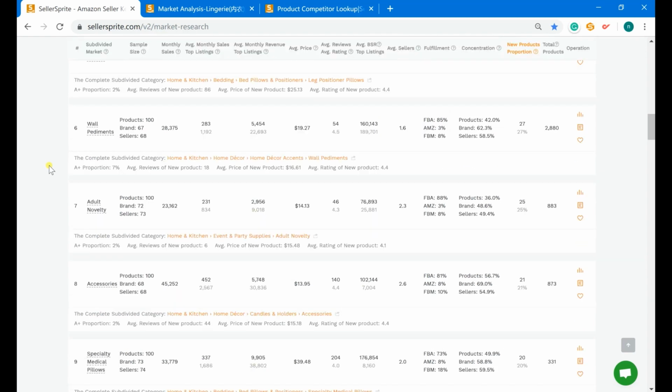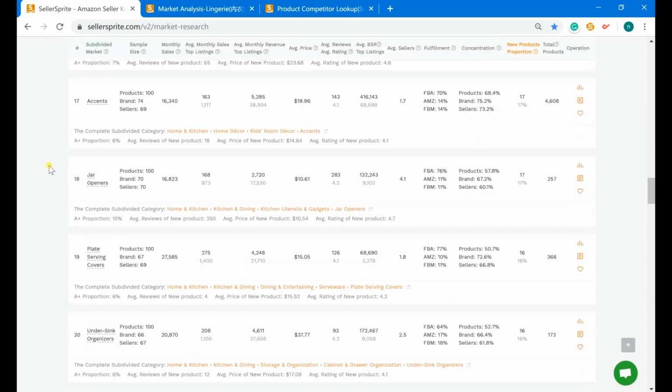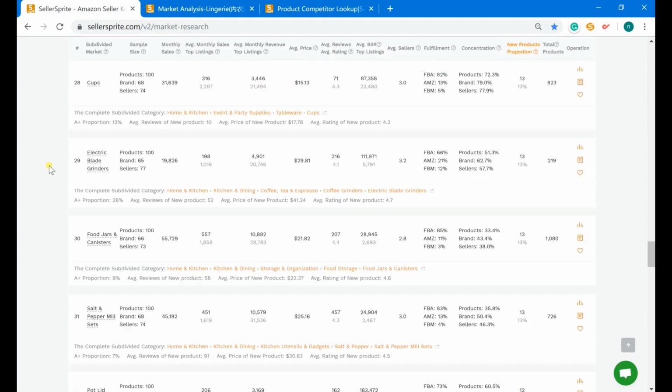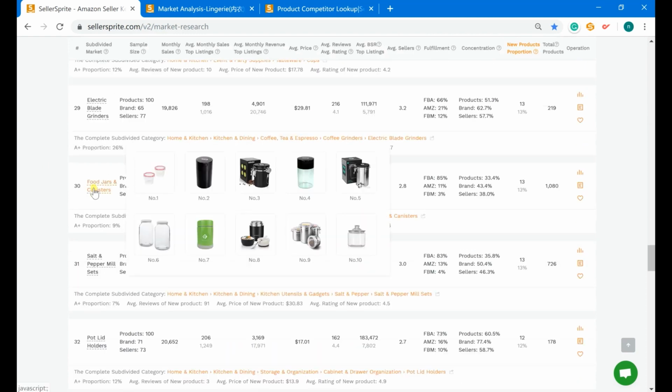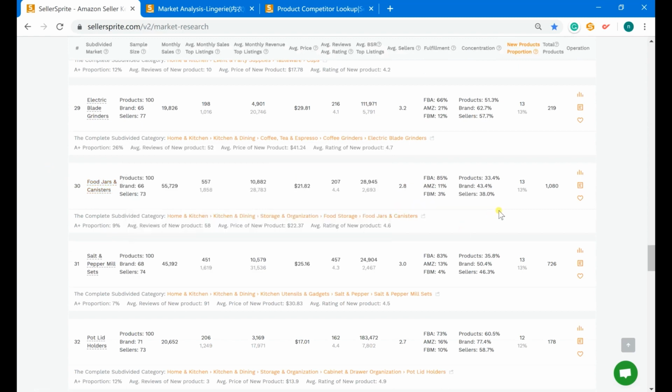Scroll down and analyze the markets in turn, till I see the market, food jar, and chemist. Firstly, let's take a look at how many new products are in this market. It's my most concern. It's good that 30 new products, which were listed for less than 3 months, entered the sales volume rank top 100. Both the number of brands and sellers are over 60, indicating that consumers in this market do not have loyalty to only a few brands or sellers when purchasing.